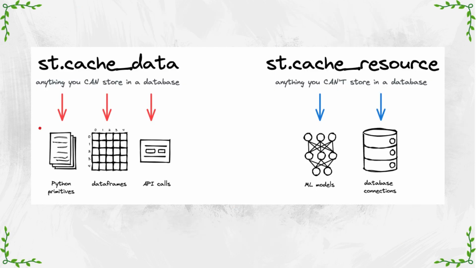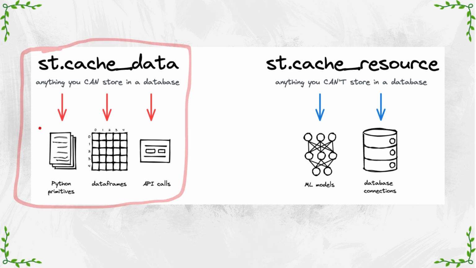In Streamlit, caching optimizes app performance by preventing redundant operations. st.cache_data and st.cache_resource handle data and resource caching, ensuring efficient use of external data and functions. On the left hand side, st.cache_data caches data that can be stored in a database, like Python primitives, strings, integers, lists, data frames, and API calls. This prevents unnecessary recalculations or repetitive requests, improving app performance by retrieving cached results only when needed, significantly speeding up the app.